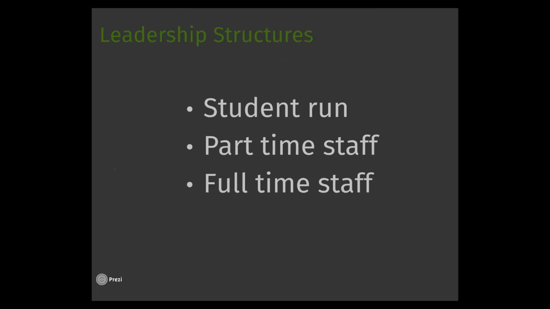So I keep mentioning this leadership team. Leadership structures: every campus kitchen has different models of leadership, and this is really tailored to what your campus needs in particular. Some are student-run, some are run by part-time staff, such as AmeriCorps VISTAs, and some are run by full-time staff.